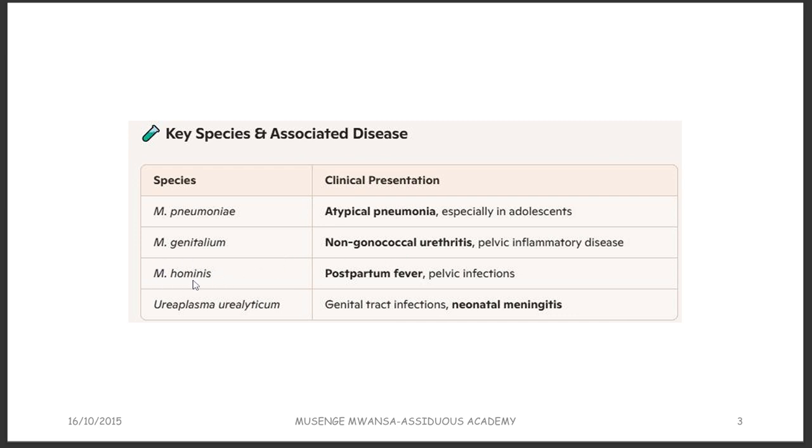And then you have got Mycoplasma hominis. This one causes postpartum fever, so fever after giving birth, and also pelvic infection. And then you have got Ureaplasma urealyticum, which causes genital tract infection, and also neonatal meningitis in a neonate.